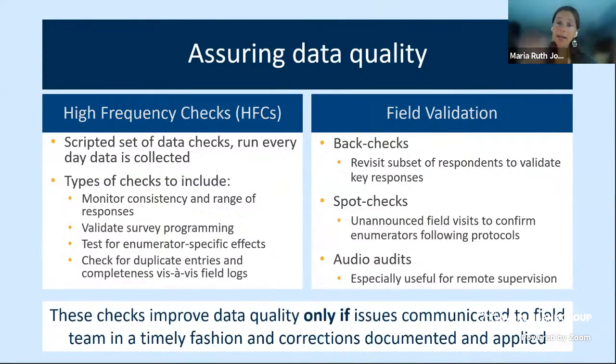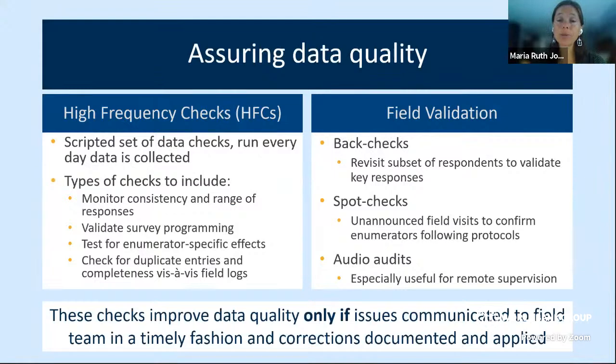That's all on the data side. It's equally important to be doing field checks in so much as possible, which most recently with the pandemic has been obviously more complicated, but still possible in some ways. So there's 3 different types of field checks that we think of being important here. The first is back checks, where you have a separate team that revisits a subset of the respondents to validate key responses, ensure that they were interviewed, and then ensure that the correct data points were collected.